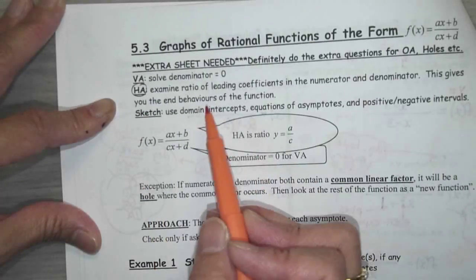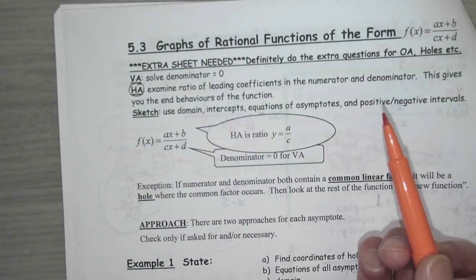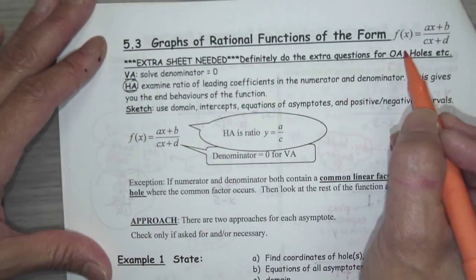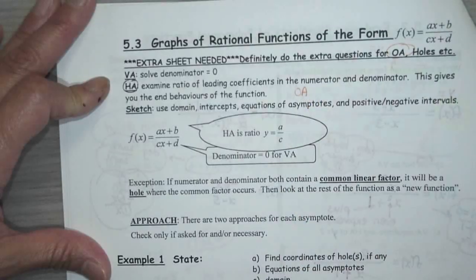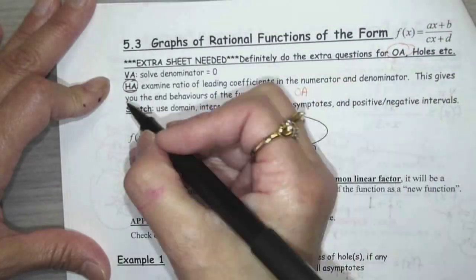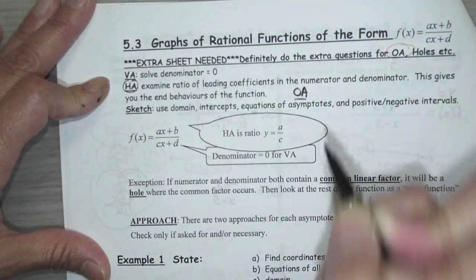I didn't mention oblique. No, see, I'm missing oblique. So oblique should be on here. Oh, here, oblique for holes. Oh, I should have done this. So oblique asymptote, I should put that in there. So you're looking for vertical, horizontal, and oblique asymptotes.